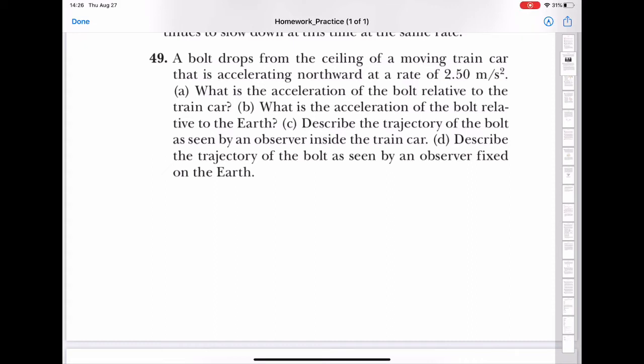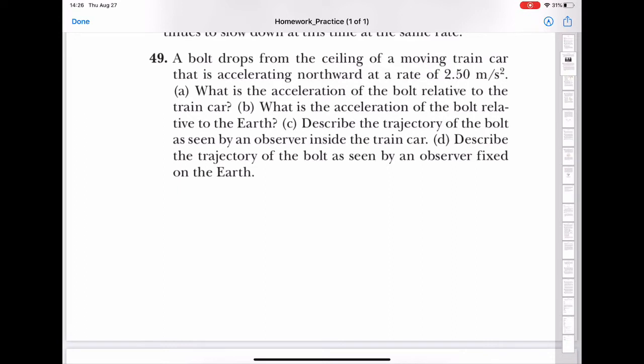Okay, now let's solve problem 49 that is related to relative motion. A bolt drops from the ceiling of a moving train car that is accelerating northward at the rate of 2.5 meters per second squared. In part A, we have to find the acceleration of the bolt relative to the train car. In part B, what is the acceleration of the bolt relative to the Earth?